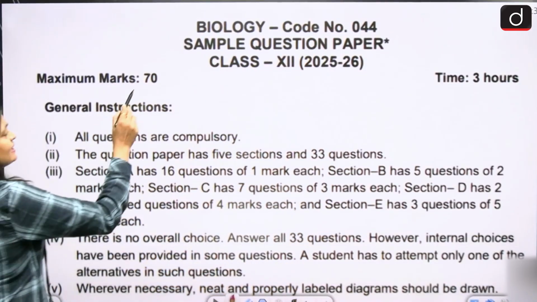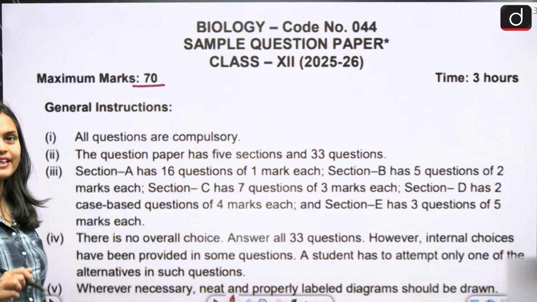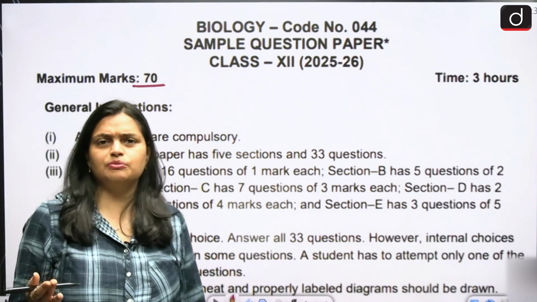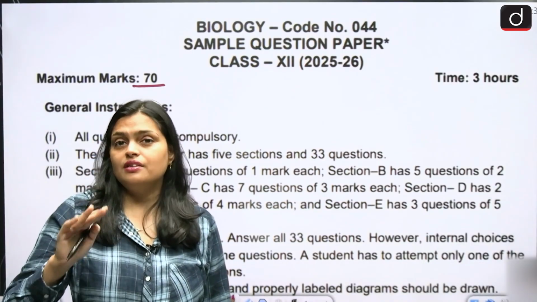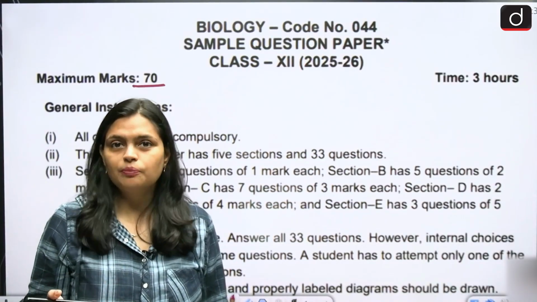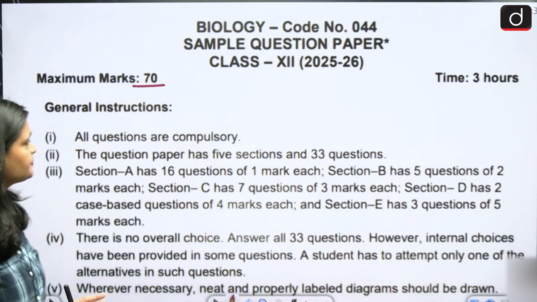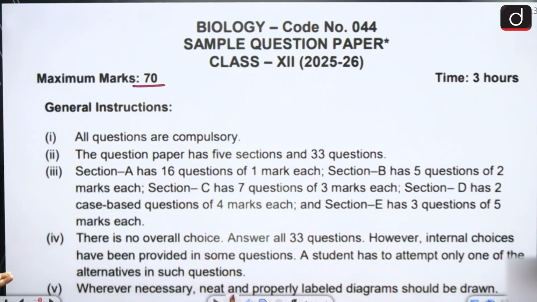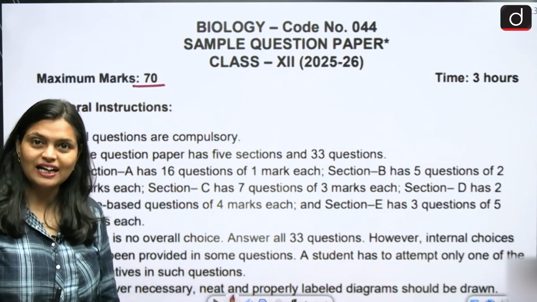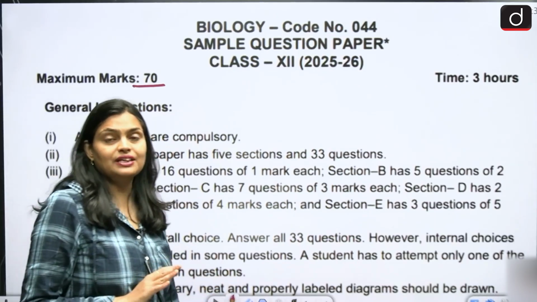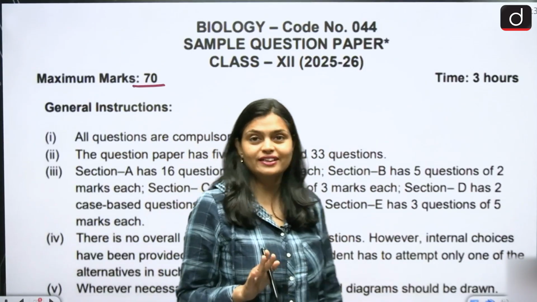Your paper consists of 70 marks. If you are talking about physics, chemistry, biology, all the theory papers consist of 70 marks. The remaining 30 marks include your practicals. Out of 70 your marks are judged, and the time given is 3 hours. So try to utilize the whole 3 hours.